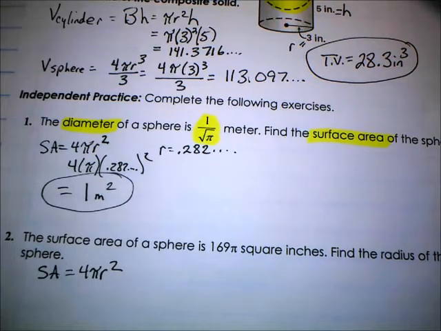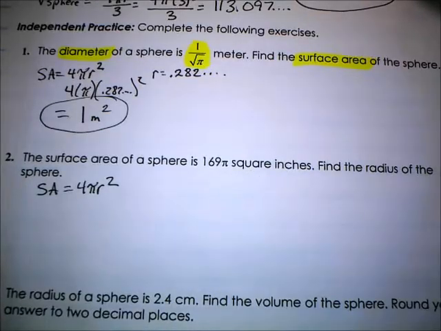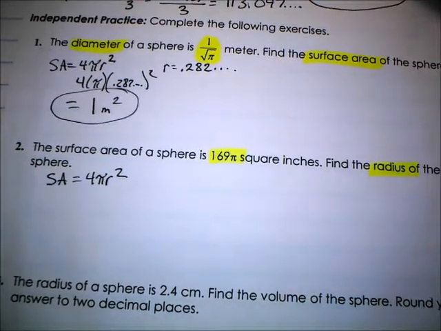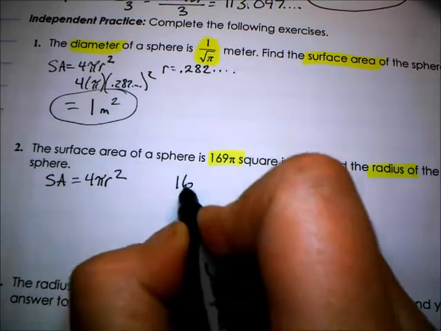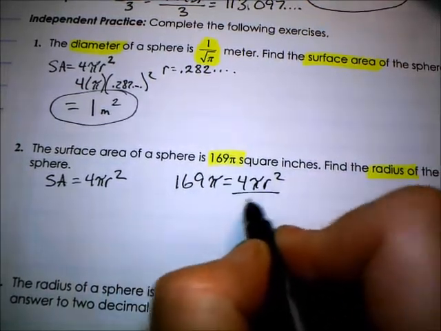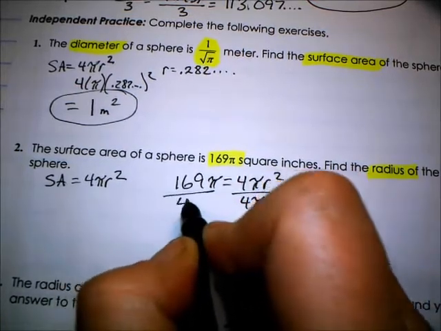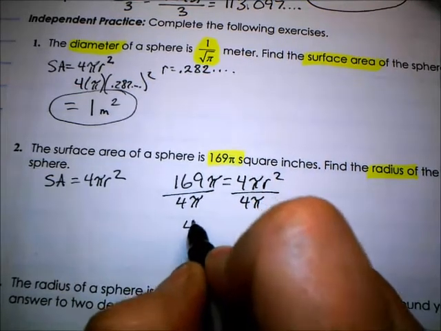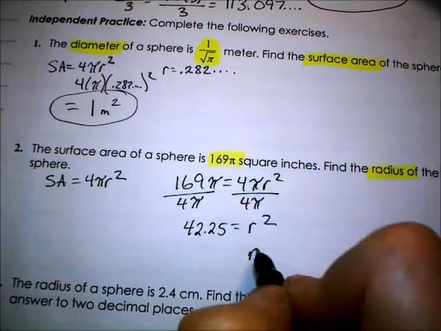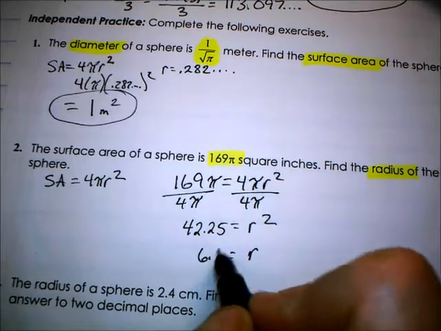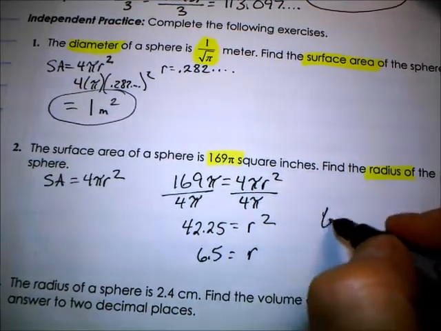On the second one, it tells you your surface area is 196 pi, and you're asked to find the radius, so you're looking for r. So that means I'm going to substitute: 196 pi is equal to 4 pi r squared. I'm going to divide by 4 pi. It tells me this is 42.25 is equal to r squared, and then to find r, I'm going to take the square root of my number, and that gives me 6.5. So my radius is 6.5 inches.